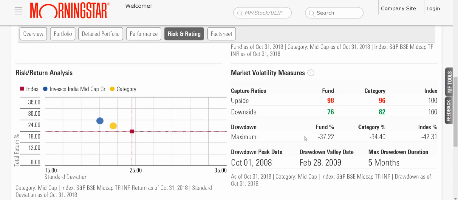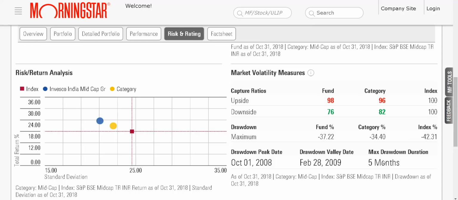The drawdown means how much it fell from a peak. So from a peak it fell by 37%. So on October 1st, 2008, it had peaked, and then it fell down by 37% on February 8th, 2009, and that period was 5 months. So these are all measures of risk, different ways of measuring risk. So you get fantastic detailed information, and it's very good for DIY investors to learn this from Morningstar.